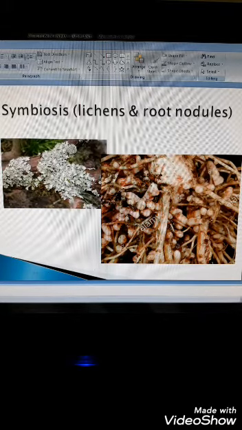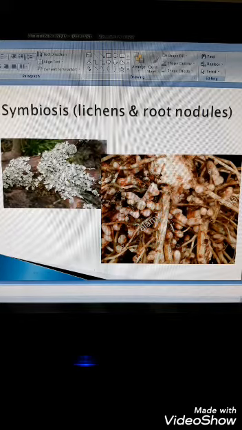Okay, why do we say amazing? Because it is not one plant. Actually it is composed of two distinct organisms. One part is an alga and the other part is a fungus. They live together, working together.